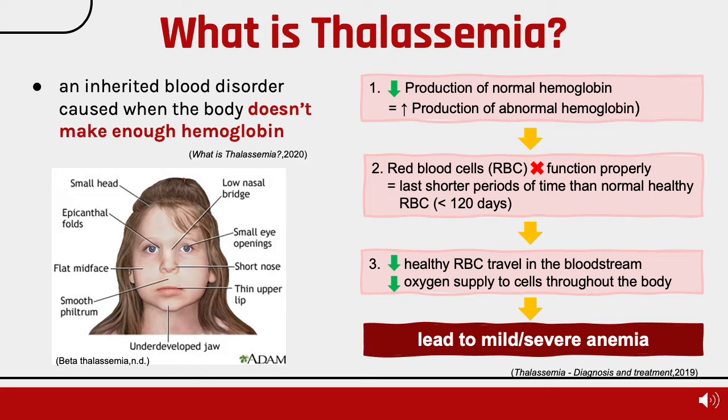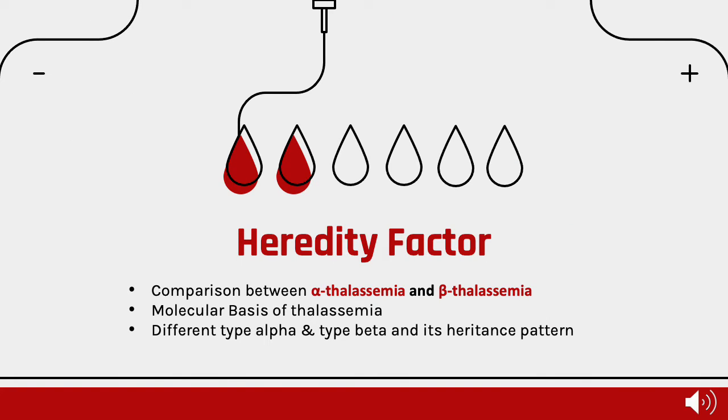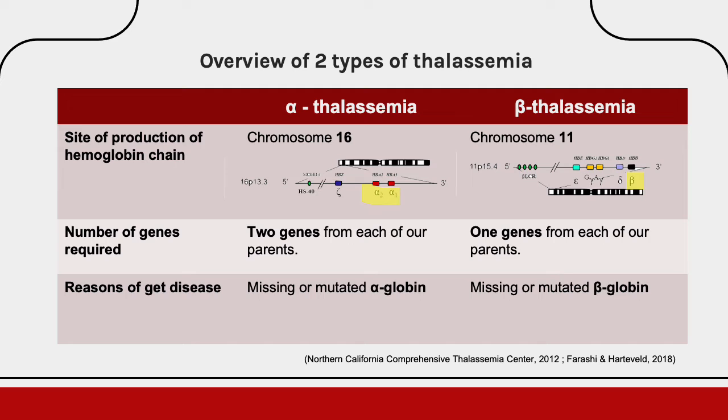And there are two types of thalassemia, alpha and beta thalassemia. We will discuss them in detail in the coming slides. In the first part, we will talk about the heredity factor. Production of alpha globin in chromosome 16 requires two genes from both pairs, while production of beta globin in chromosome 11 requires one gene from both pairs. Both alpha and beta thalassemia result from the mutant gene of the globin.